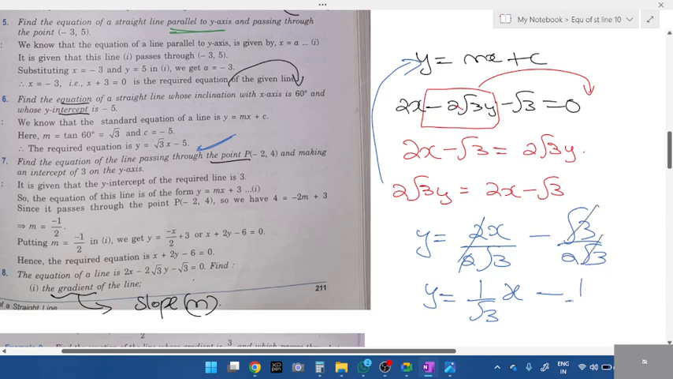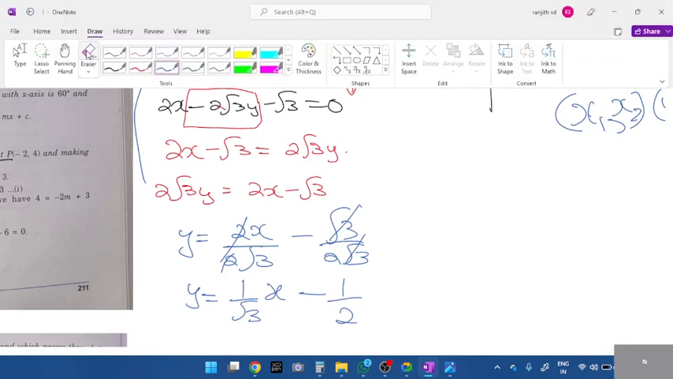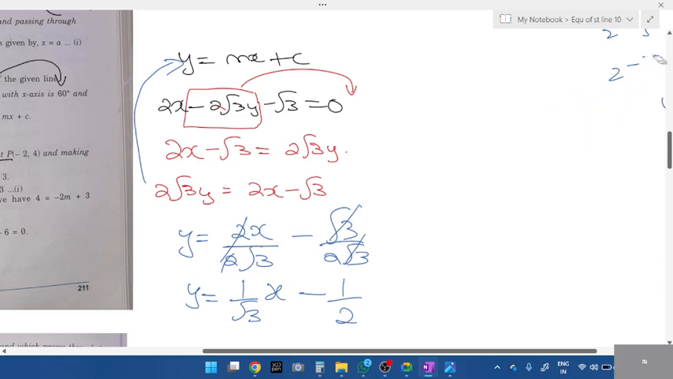So what is left? 1 by 2. Can you see the equation? All of you will respond. Did you understand the calculation? So everything is easy. The only thing is it will be jumbled.